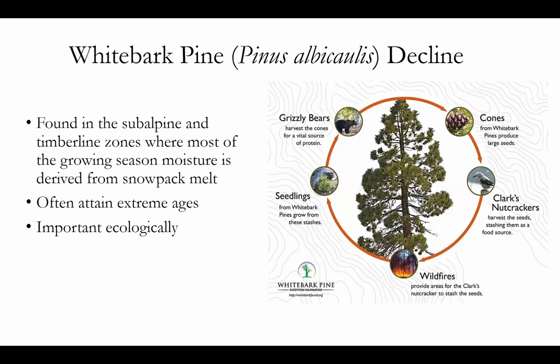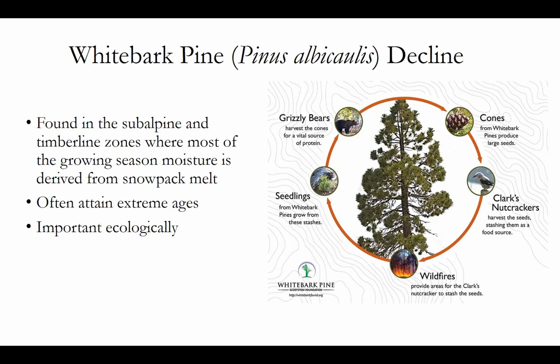So let's talk about a current decline that is occurring in Washington state. I decided to focus on white bark pine because this is a species that a lot of people are probably not familiar with. White bark pine grows at high elevations in the subalpine and timberline zones, where most of the growing season moisture is derived from snowpack. White bark pine are long-lived trees. The oldest documented individual is on the Sawtooth National Forest in Idaho. It's greater than 1,270 years old.